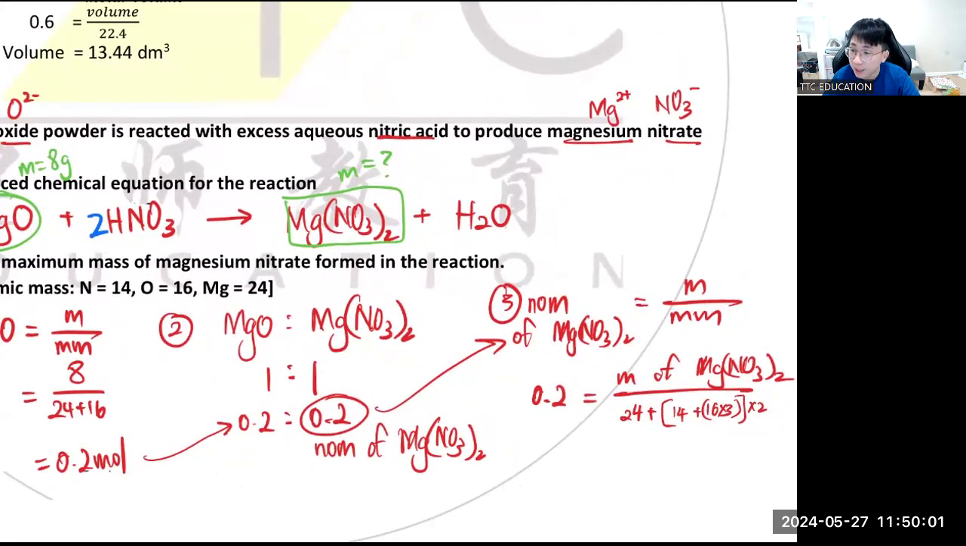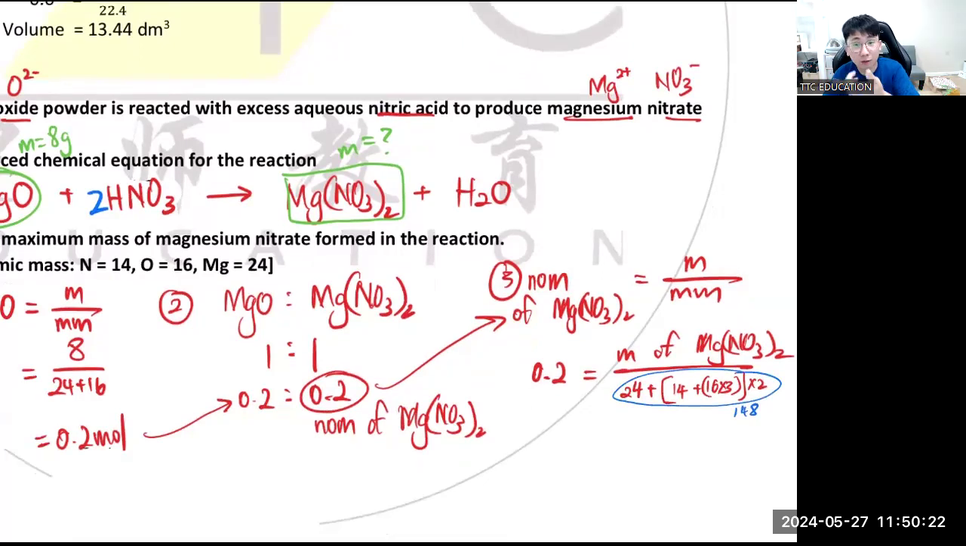Okay, so you all do the maths. Okay, so 16 times 3 plus 14 times 2 plus 24. Okay, so you get 148 and multiply 0.2. Okay, so this one, guys, this total is 148. I press my computer calculator.